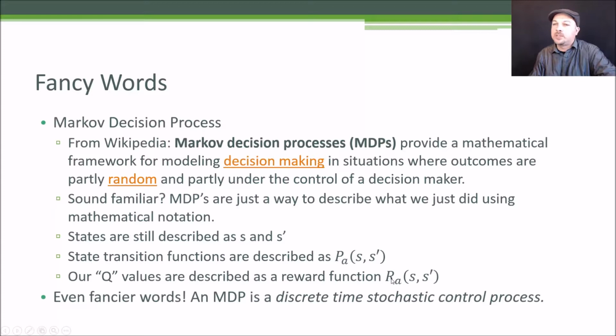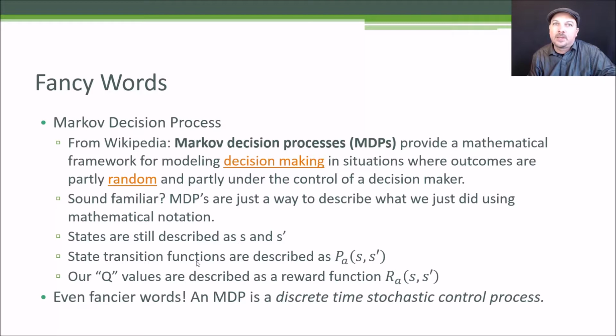And moving from one state to another is defined by a state transition function. So, again, describing what we just did, only in mathematical notation and a fancier sounding word: Markov decision processes. And if you want to sound even smarter, you can also call a Markov decision process by another name, a discrete time stochastic control process. Holy cow, that sounds intelligent. But the concept itself is the same thing that we just described.